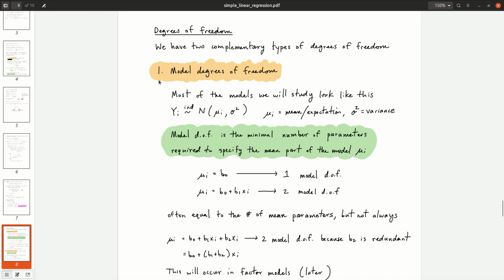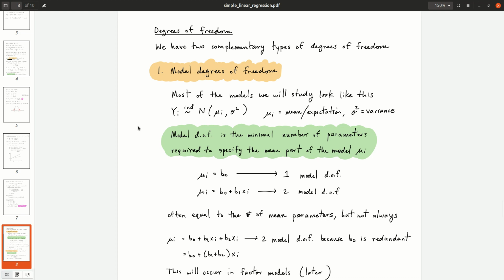The first type I'm calling the model degrees of freedom. Most of the models that we'll study this semester look like this: the yi are independent normal, with some mean, mu i, which might be different for each i, and some variance, sigma squared. So the very first model we looked at, the mu i was equal to the same value for each i, namely B0. The second model we looked at, the example down here, was B0 plus B1 xi. So mu i is the mean or the expectation, and sigma squared is the variance.